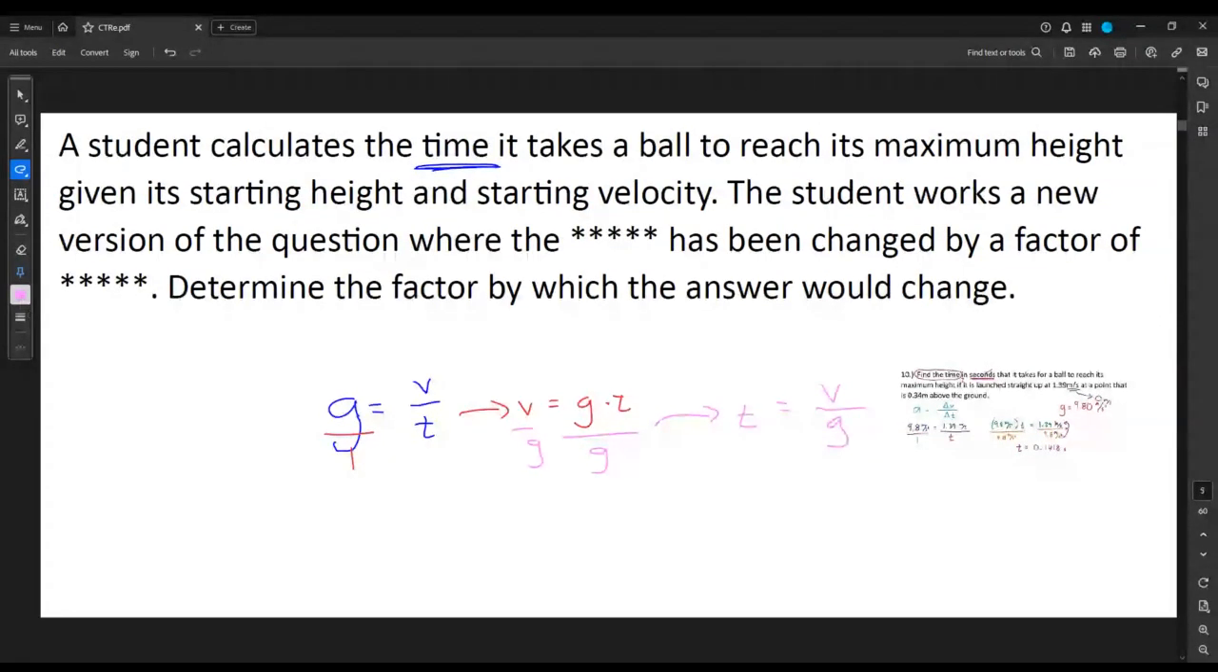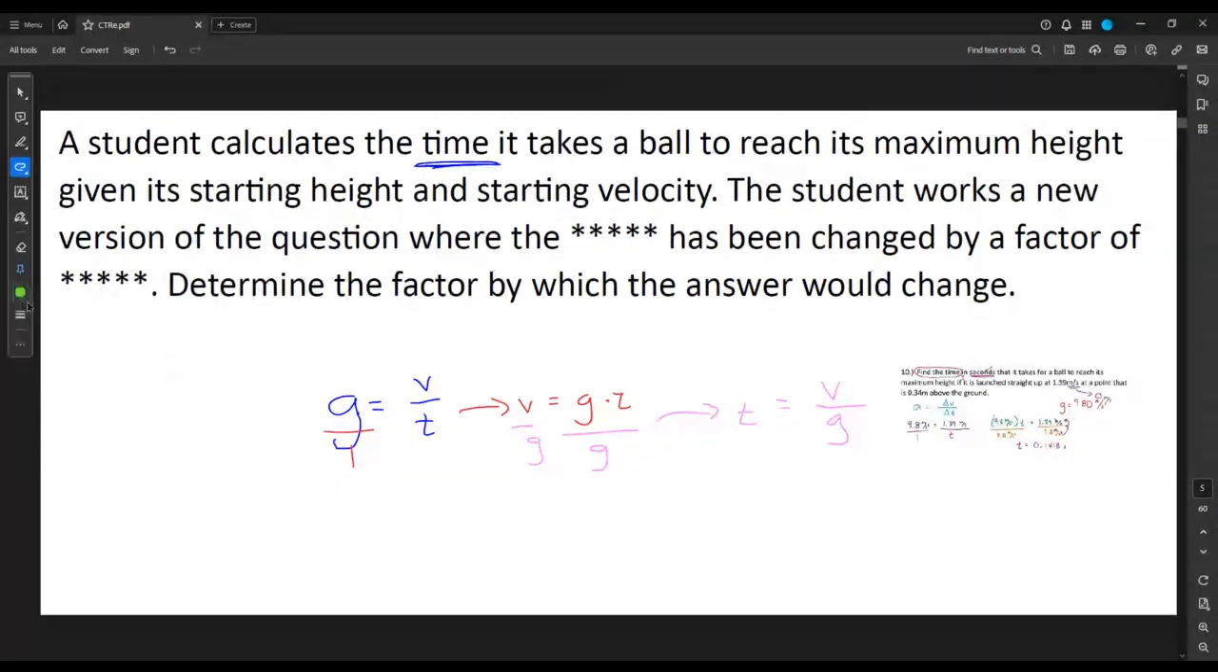Okay, so now let's see what would change from this, and let's see if potentially there's any extra information, because there might be.